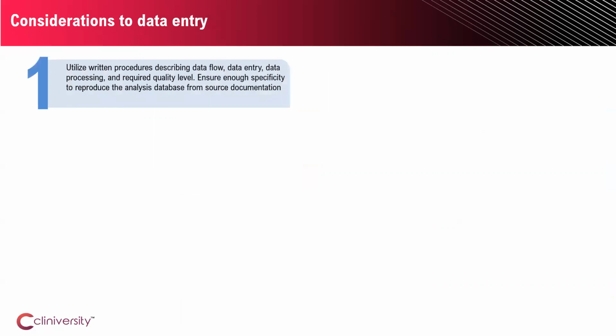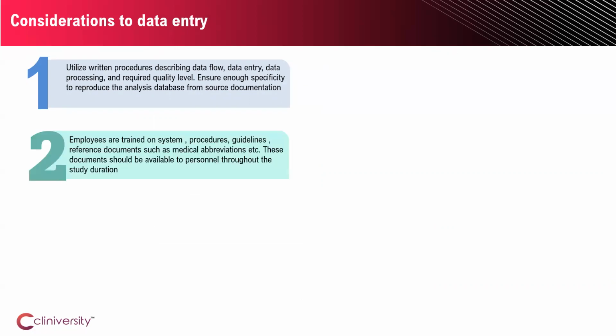What are some of the considerations for data entry? There should be written procedures describing data flow, data entry, data processing, and quality levels to be maintained. The process and procedures should provide certainty that the data from the source document is captured appropriately for analysis. Employees are trained on systems, procedures, guidelines, and reference documents like medical abbreviations so as to minimize any data entry errors. These documents should also be available to the personnel until the study closes out.